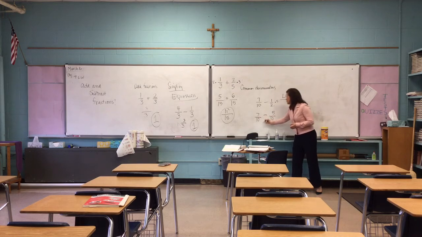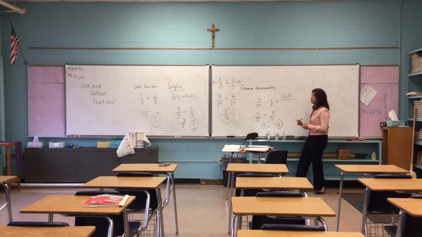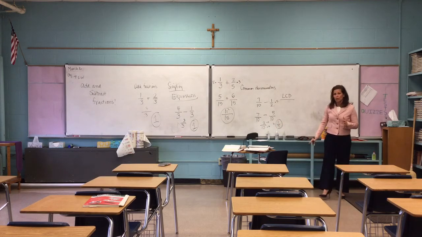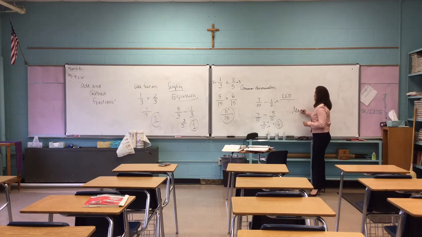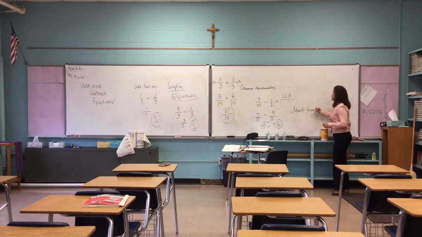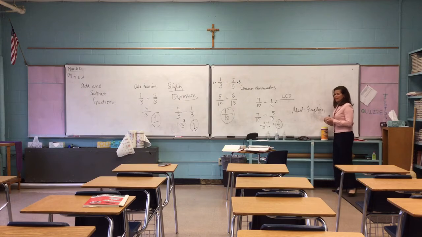7 minus 5 is 2 over 10. Do these two have a common factor? They do. I would divide both by 2, and I get 1/5 as my answer. So I need to remember to reduce that fraction at the end. You must simplify at the end. If you leave it where the fraction is not simplified, you're going to get it marked wrong. So let's not do that.